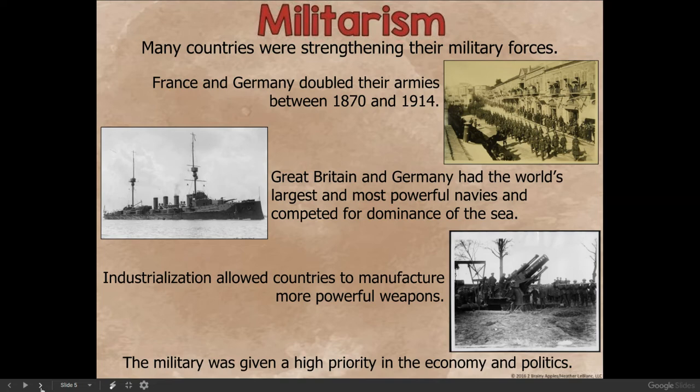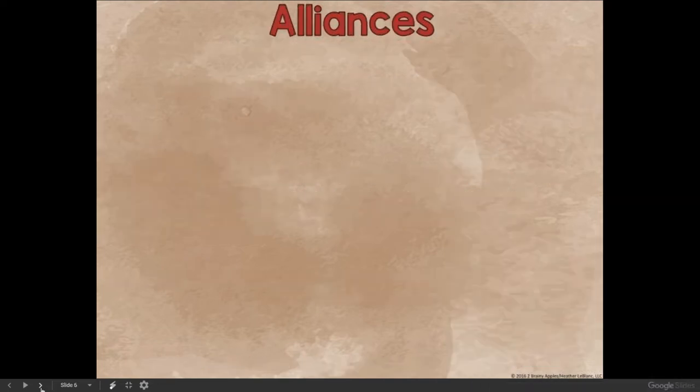And the military is also going to be given a high priority in the economy, which means there's going to be a lot of money spent on the military in these various countries. So that is militarism. Moving on to alliances.